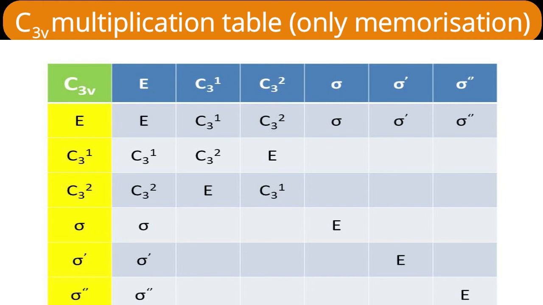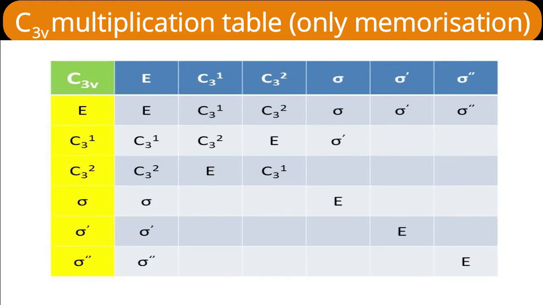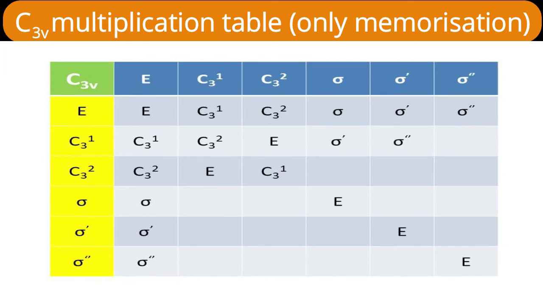Now see, I want to consider multiplication between C31 and sigma. Which plane am I considering? Sigma. That's the first plane. So the result will be the next plane. What is the next plane after sigma? Sigma dash. Let us see the result. C31 into sigma, sigma dash. Likewise, you can guess now. C31 into sigma dash. Next plane. Which is that? Sigma double dash. Yes, our guess is right.